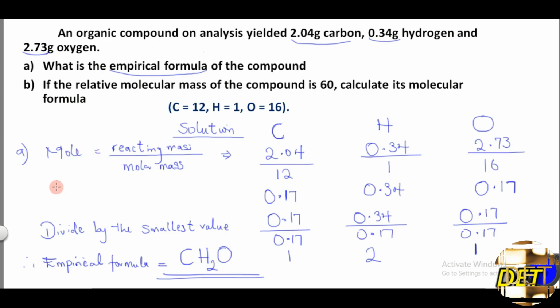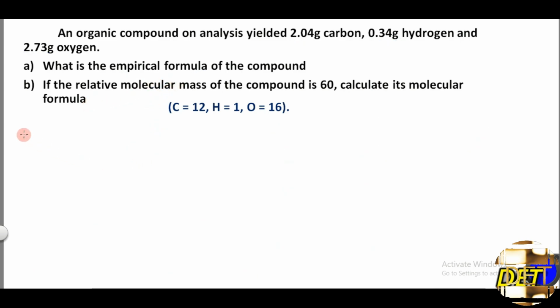So in looking for the empirical formula, there are two basic things that we do. First of all, we calculate the mole, which is equal to reacting mass over molar mass, and that is what we did here. And then we divide by the smallest value. And that is how we got this formula. Then question B is, if the relative molecular mass of the compound is 60, calculate its molecular formula.